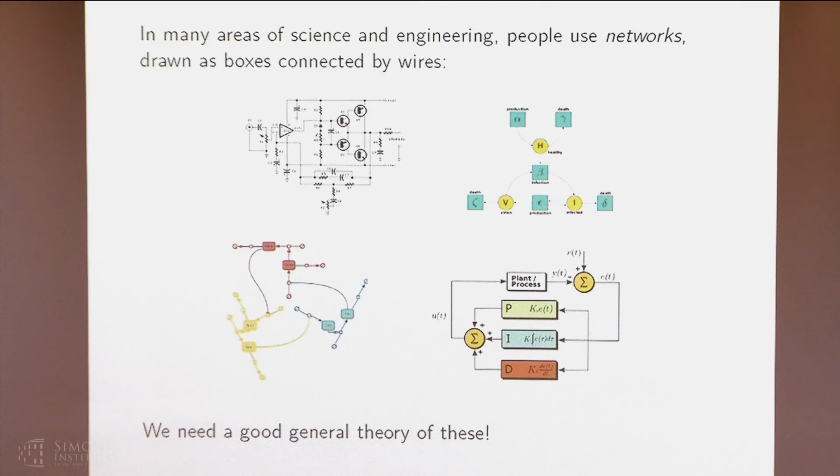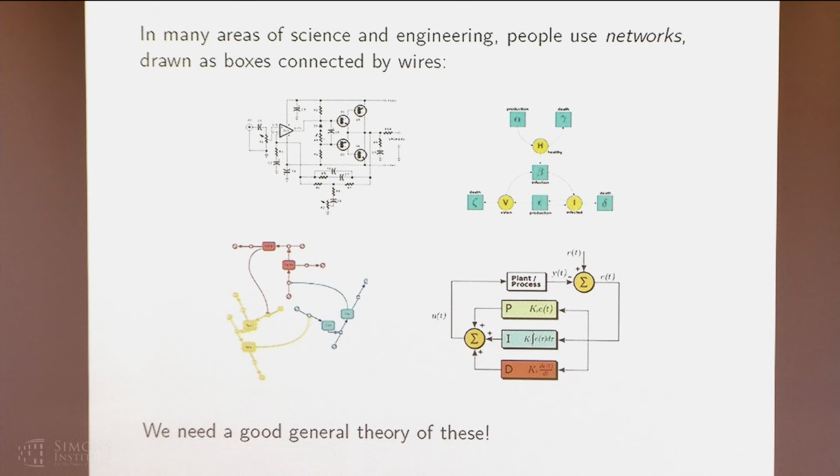So the kind of things I like to stick together to form bigger things of the same sort are networks. In many different areas of science and engineering, people use diagrams of networks, which are basically little boxes connected by wires of different sorts. A very classic example is electrical circuit diagrams, which most of the machines in this room have been designed by first producing a diagram of this sort and then instantiating it. But there are many others.